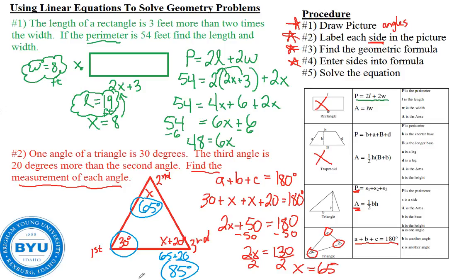So again, that's the summary of this type of problem. You're going to draw a picture, label each of the values if it's sides or angles, then find a geometric formula. You might have to do an internet search. Sometimes they'll give it to you right in the problem, which is nice, or you might have a table that you'll use. Then enter the sides into the formula and solve the equation.